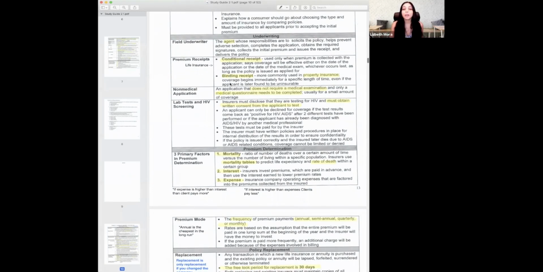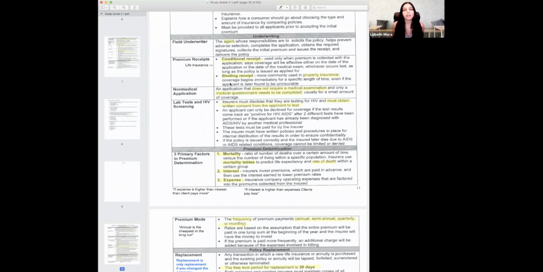Okay, non-medical. Easiest note that I would write down on your paper, because it's better if you write things down because you remember it better. So non-medical is medical questions, yes. Medical exam, no. So there are some policies that actually don't require a medical examination. They don't need you to do the medical exam, but all policies, no matter what, you do have to fill out the medical questions. That is the underwriting. That is how the company chooses who they're going to approve or not, with the medical questions. So medical questions, yes. Medical exam, no.